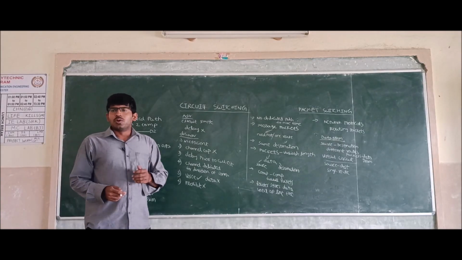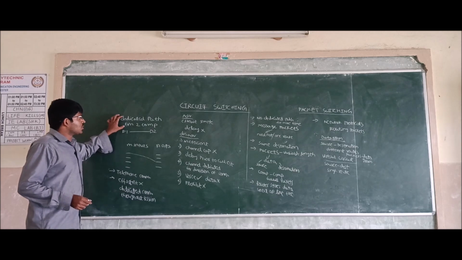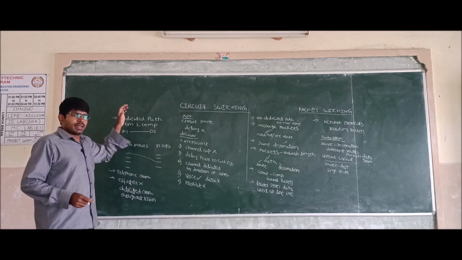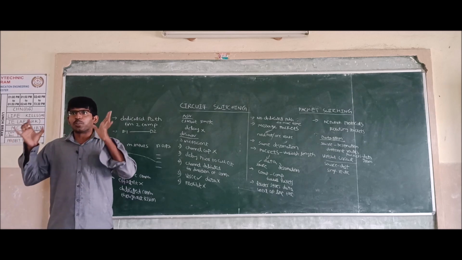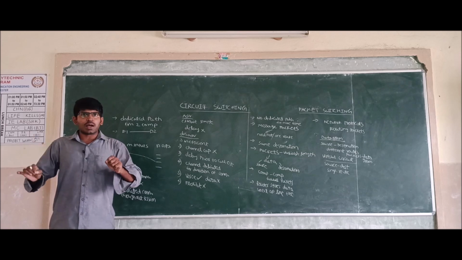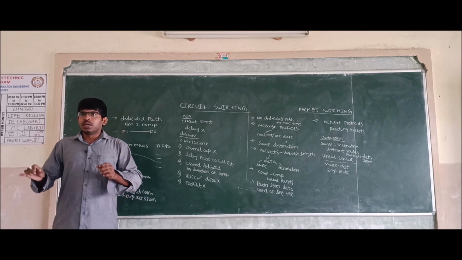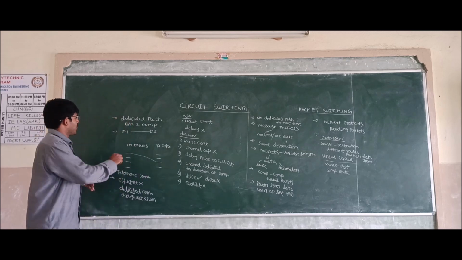Now we are discussing circuit switching and packet switching. In circuit switching, there is an establishment of a dedicated path between the two computers. That means the path is dedicated until the communication is over. These two computers can only use that dedicated path.